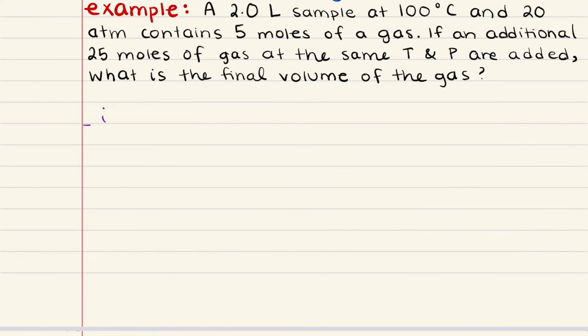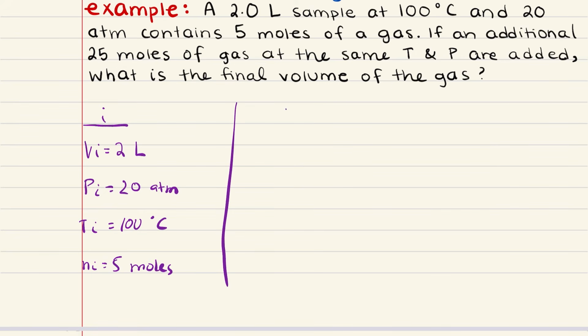So in our initial state for our system, we know that the volume is equal to 2 liters, the pressure is equal to 20 atmospheres, the temperature is equal to 100 degrees Celsius, and we have 5 moles of our gas. In our final state for our system, after it has evolved, we're trying to figure out the final volume. We know that the pressure and the temperature do not change, so final pressure is still 20 atmospheres, and final temperature is still 100 degrees Celsius.